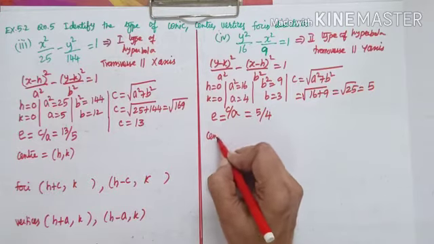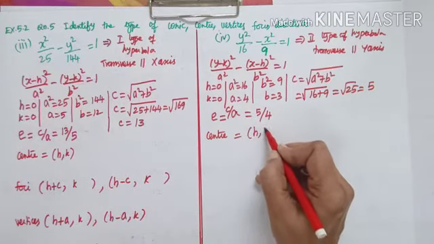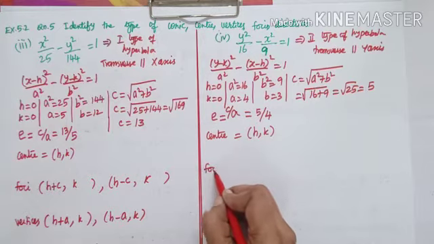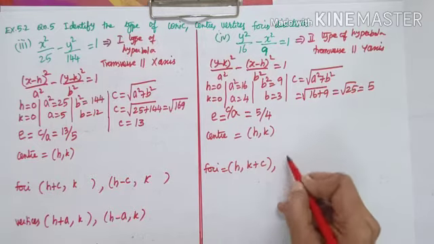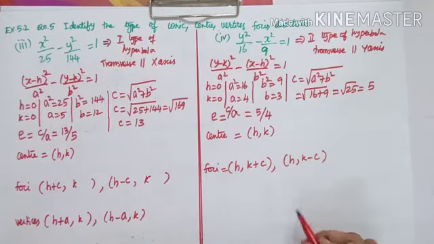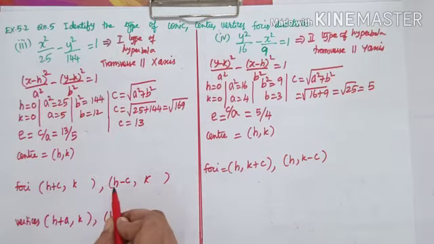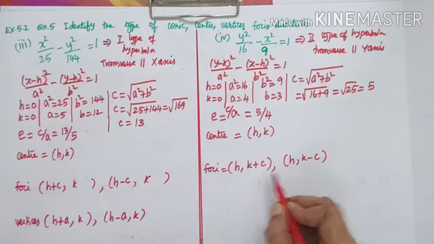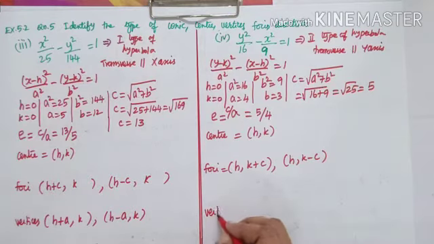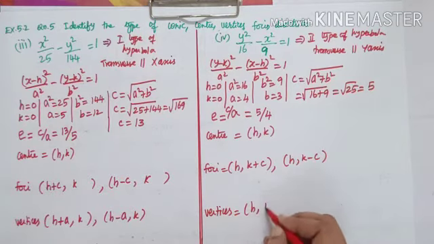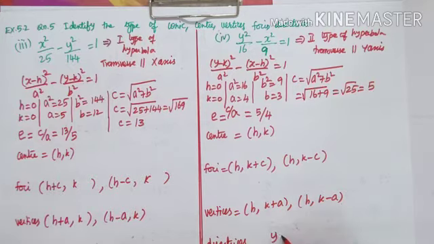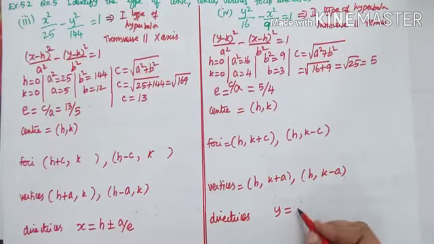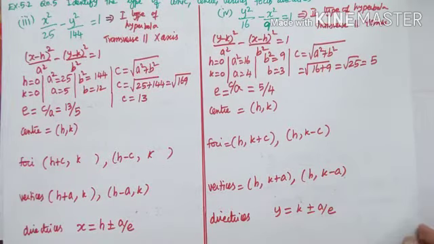The next idea, writing center. In all the cases, center is h comma k. Focus: now this is second type, so add c to k, subtract c from k. First type we add and subtract with h; second type we add and subtract from k. Vertices, the same idea: h comma k plus a and h comma k minus a. Directrices, this is second type, so y equals k plus or minus a by e.